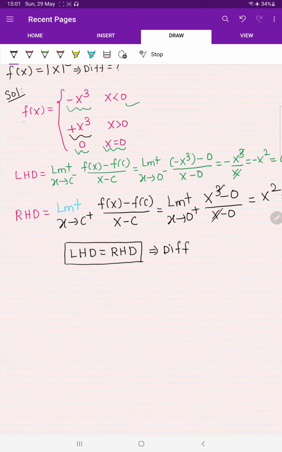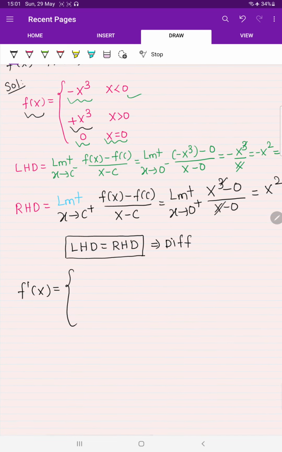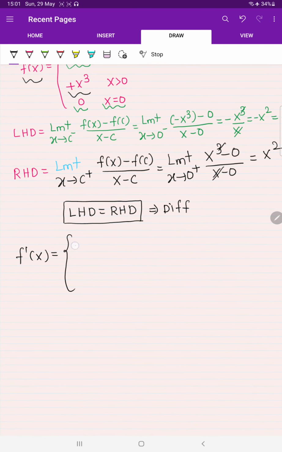First order derivative means, this is f of x. First order means you have to differentiate this function, f dash of x, such that what you will be getting. If I differentiate x power 3, it will become minus 3x square. Limits are same. It will be since x is less than 0 only. Second, it will become plus 3x power 2, where the value of x is greater than 0, and this will be 0 when x equals 0. Now, you can proceed with the same procedure and check whether this one is also differentiable or not.